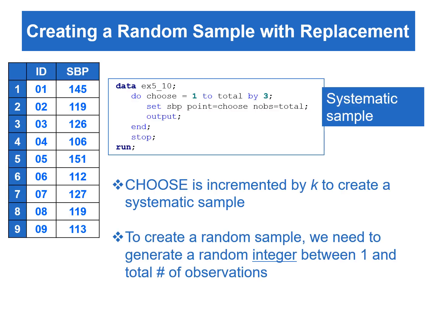An important step in creating a random sample with replacement is generating a random number that indicates which observation needs to be selected. When we create a systematic sample, the variable choose is incremented by k at each iteration of the do loop. To create a random sample, we need to generate a random integer between 1 and the total number of observations.